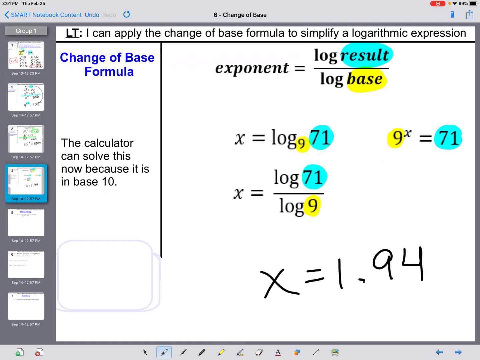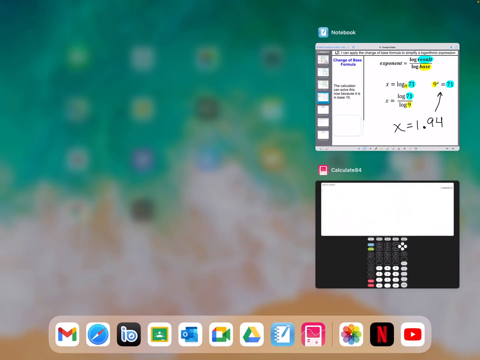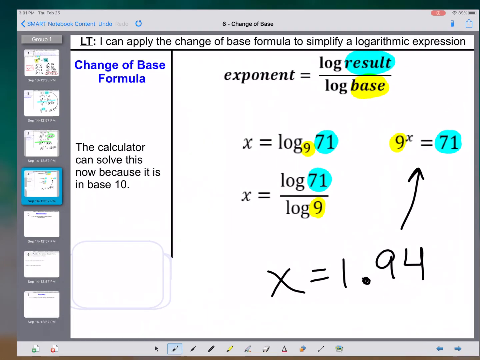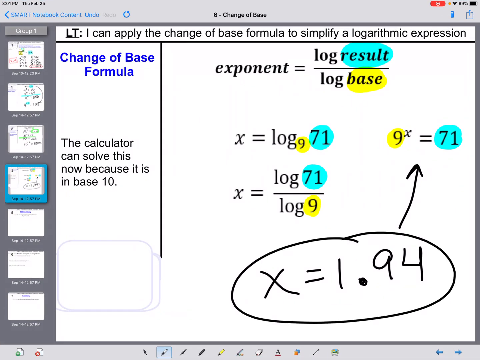Now, if I want to check that answer, remember, we did round, so our answer is not going to come out exact, but it should come out pretty close to 71 if I were to check it in this exponential equation. So if I go back here in my calculator and I type in 9 to the power of 1.94, which is what we just got as our answer, it comes out pretty close to 71. It says 70.995. So it's pretty close to 71, which is what our answer should be, which means our check proves our answer makes sense. So we go back here. 1.94 would be our answer.